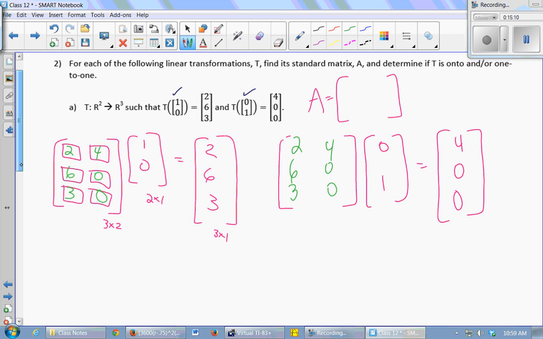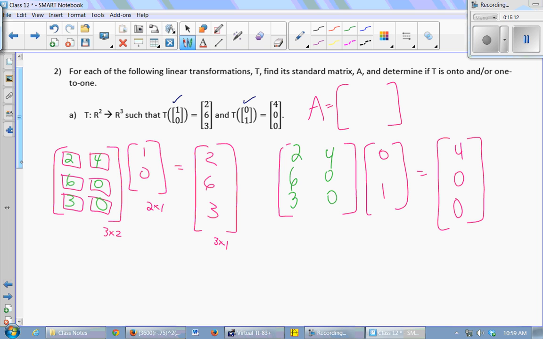Okay, so we've got the standard matrix that represents this linear transformation. It is 2, 6, 3, 4, 0, 0. You just take those as the columns. Now we have to know if this matrix transformation represents a one-to-one and onto transformation.